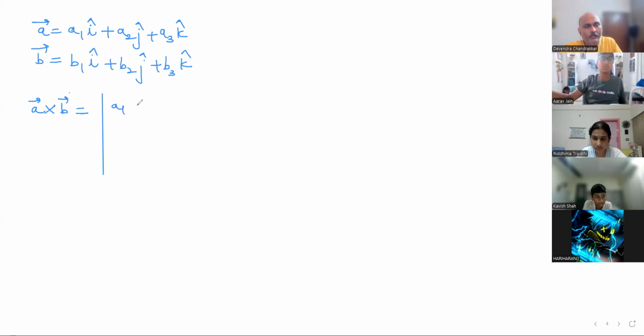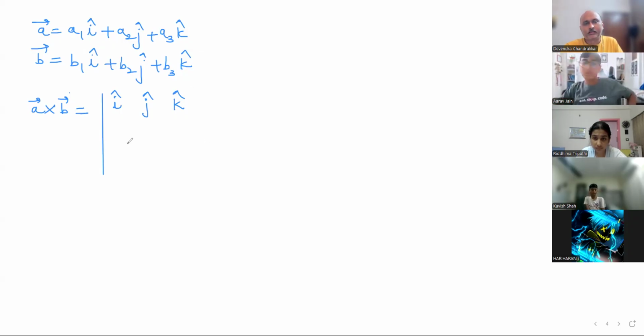So we have A1, A2, A3, sorry. First of all, what you do is write the first row of unit vectors. This is the first row. Is it clear to everyone? Then, which is the first vector here? Vector A. So write the elements of the first vector.